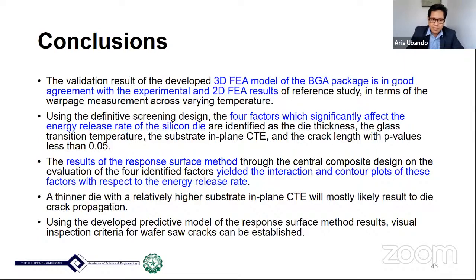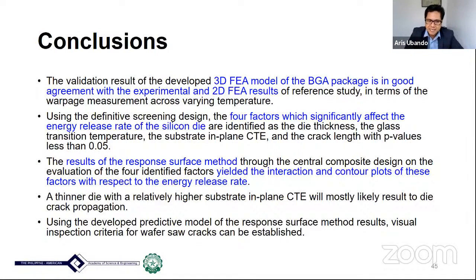So results, a thinner die with a relatively higher substrate in plane CPE will most likely result in die crack propagation. Lastly, using the developed predictive model, the detection criteria for wafer saw cracks can be established.